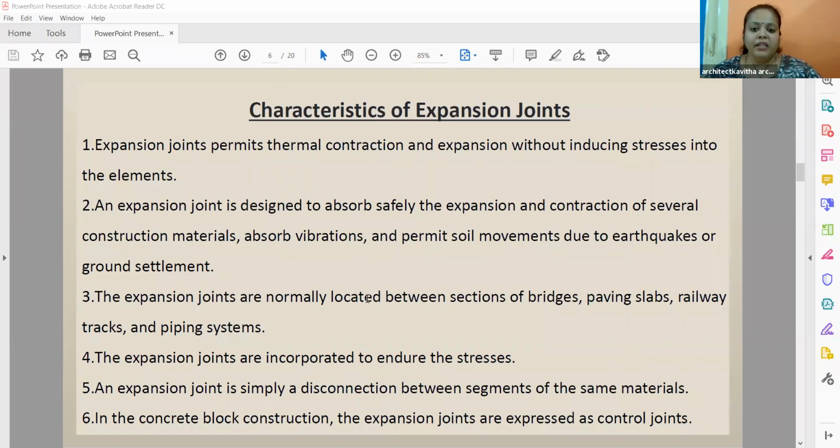In buildings, it is located where you have a greater length of the building, or where you have a T-junction of a structure. The expansion joints are incorporated to endure the stress. So when there is stress in the building due to heat, due to earthquakes, or due to soil movement in the underground, or due to vibration in the building.